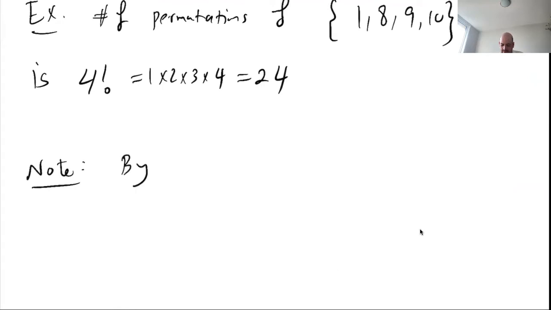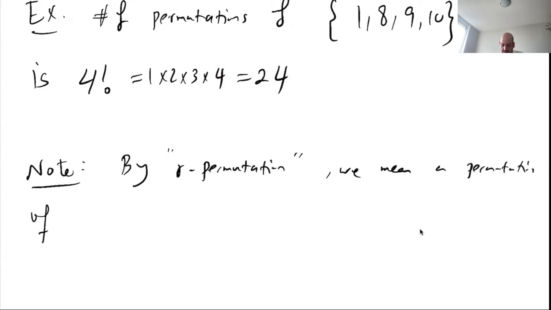You say by R permutation, this is a term that is used in your book. By R permutation, we mean a permutation of a set with R elements. So this is the term that's used in your book. R permutation means a permutation of a set with R elements.